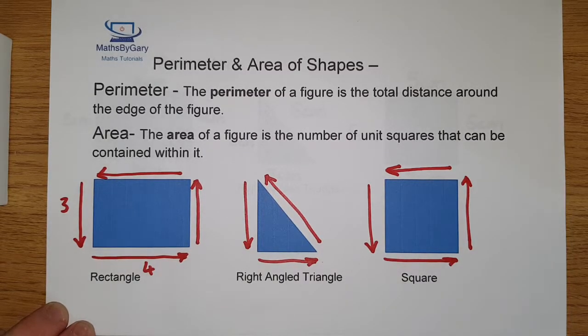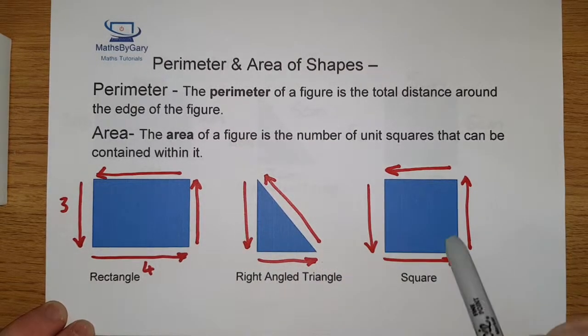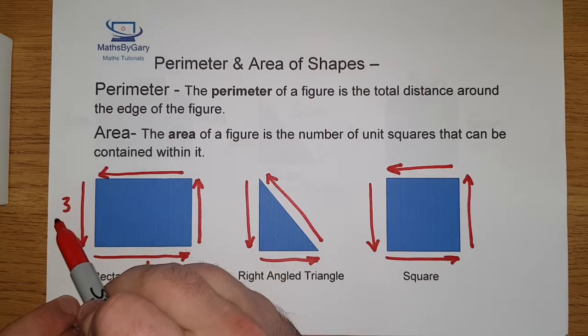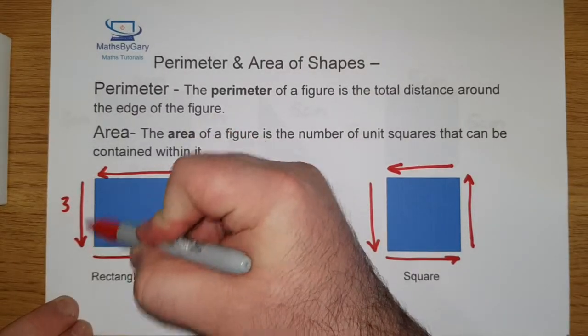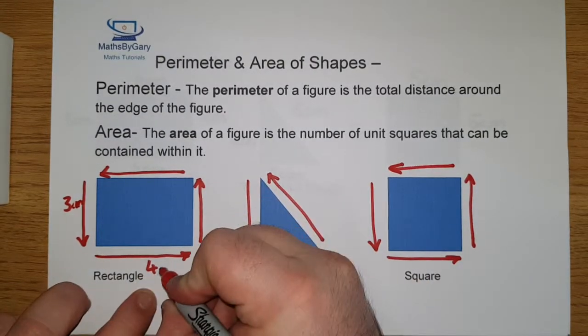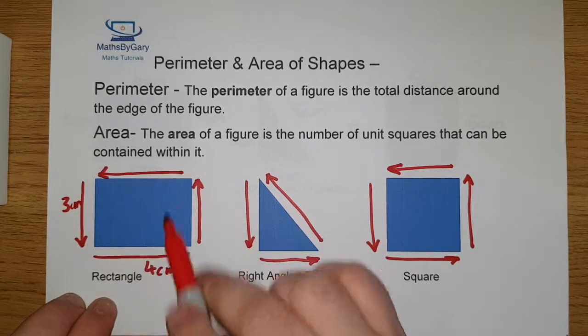Now, area. What do we mean by area? Well, the area of a figure is the number of unit squares that can be contained within it. So let's just take, for example, the area of the rectangle. We know that the length here is 3 centimetres and the length here is 4 centimetres. So what we want to do is figure out the area.